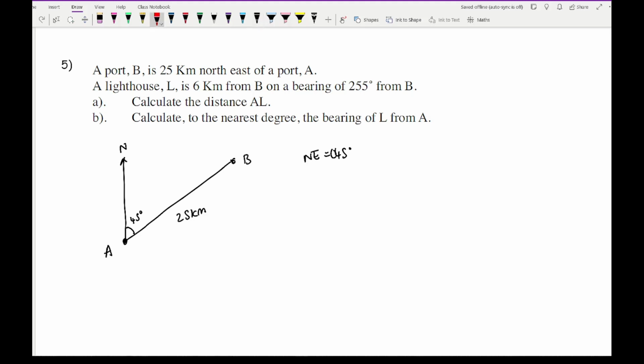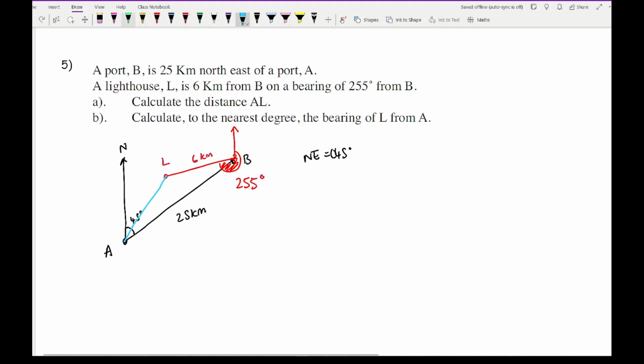The next thing it says is the lighthouse from B, so let's draw another north line, is 255. Now 255 is probably going to be around there. So this angle here, I'll just highlight it in red, is 255 degrees, and the distance is 6 kilometers. So this point here is where L is. Draw a line, and the question's asking, what is the distance from A to L? So let's have a look at how we go about working this out.